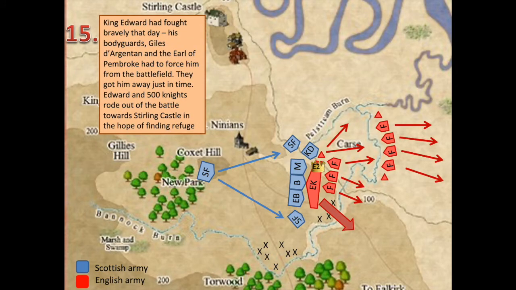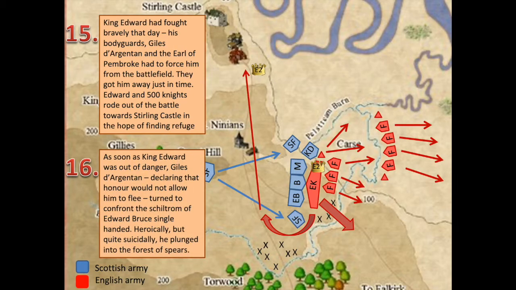Now, King Edward had fought bravely that day. His bodyguards, Gilles de Argentan and the Earl of Pembroke, had to force him from the battlefield. They got him away just in time. Edward and 500 knights rode out of the battle towards Stirling Castle in the hope of finding refuge. And we can see them trying to exit the fray here. Then they go, seeking refuge in an interesting place. They don't just flee back southeast towards Edinburgh and the road they came from. Instead, they go north behind Bruce's force and head for Stirling Castle.